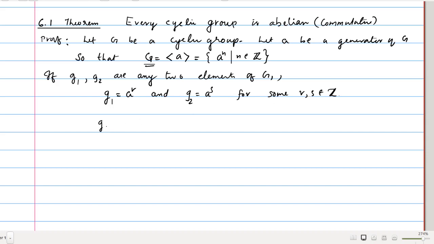Now we evaluate G1, G2. G1, G2 is equal to A power R, A power S. We can evaluate this using the exponent rule, that is A power R plus S. Since R and S are elements of Z, R plus S is the same as S plus R. Now you can write this as A power S, A power R, that is equal to G2, G1. Since this is true for every G1 and G2, we have G is abelian. This proves the theorem. It is an important theorem, even though it is a very simple one. Please note this theorem.